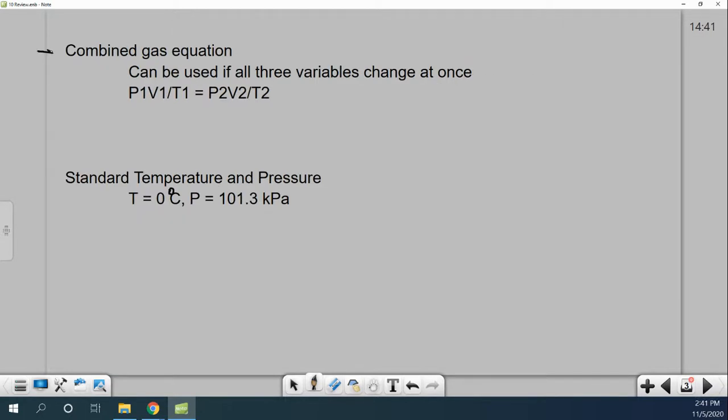And that's our combined gas equation. Honestly, you can use this no matter what, as long as you remember that the one that stays constant just cancels itself out. So this is really the only equation you actually need. P1V1 over T1 is P2V2 over T2. So we got some experience with the other gas laws, but at the end of the day, the combined gas equation is probably our most useful one. So star that, very important.